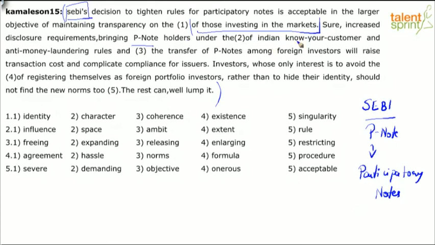What are my options? Identity, character, coherence, existence, singularity. Now, because we have a fair understanding of what participatory notes is and what SEBI does, we obviously know that the answer has to be identity. Can you go through the context, and there is in fact a clue for you in the context? Remember, one way to look at it is to also look at the topic sentence and the closing sentence, right? It gives you a closure in terms of, okay, this is the theme. This is what the paragraph is going to be about, topic sentence. Closing sentence also sums up to an extent what the topic sentence is trying to say.